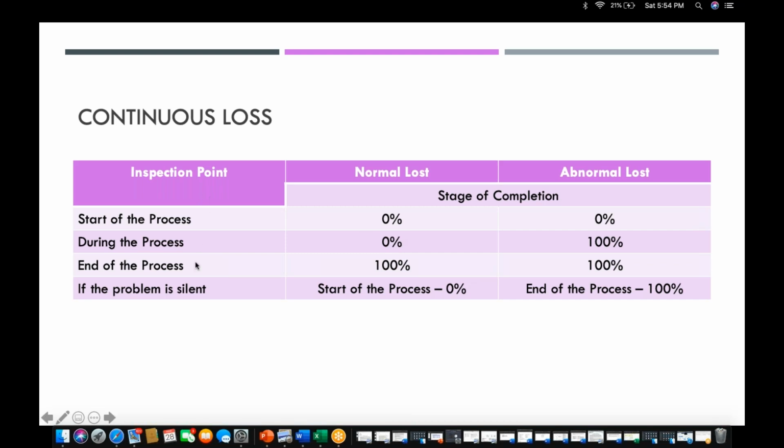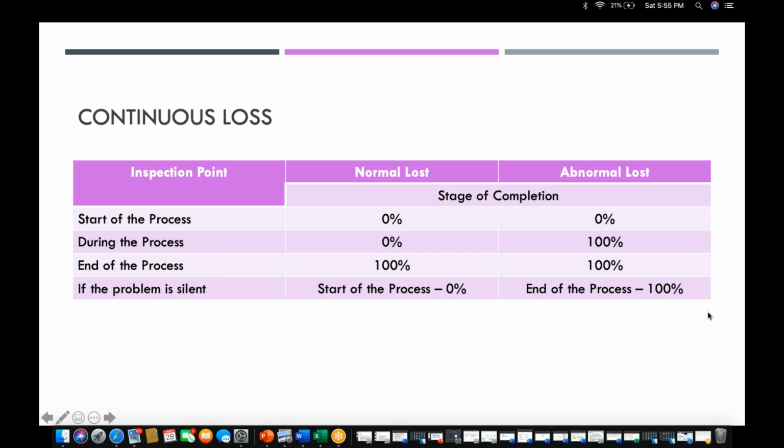Now, if the inspection point is at the end of the process, it has already gone through the process, and then at the end, that's when you identify that there are lost units. You have already added materials, labor, and overhead, then we will allot 100% stage of completion to the normal loss. Now, if the problem is silent, it does not say where the inspection point is, either start, during, or end, our assumption is start of the process, and therefore 0% stage of completion.